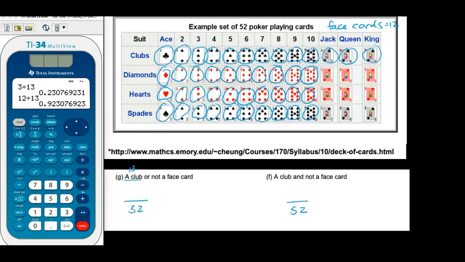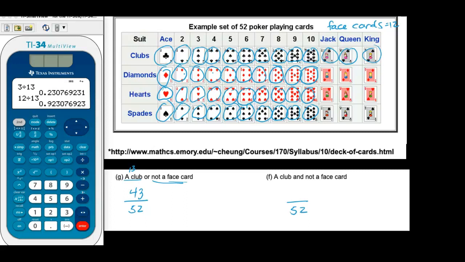Now notice there were 3 face cards that I ended up circling, and that's because those happen to be a club. The word or means either or. So if it's a club, even though it doesn't fit the description of not being a face card, we still circle it. And so we have 13 in the first row, 14, 15, 16, 17, 18, 19, 20, 21, 22, 23, 24, 25, 26, 27, 28, 29, 30, 31, 32, 33, 34, 35, 36, 37, 38, 39, 40, 41, 42, 43. So there are 43 cards that are either a club or not a face card.